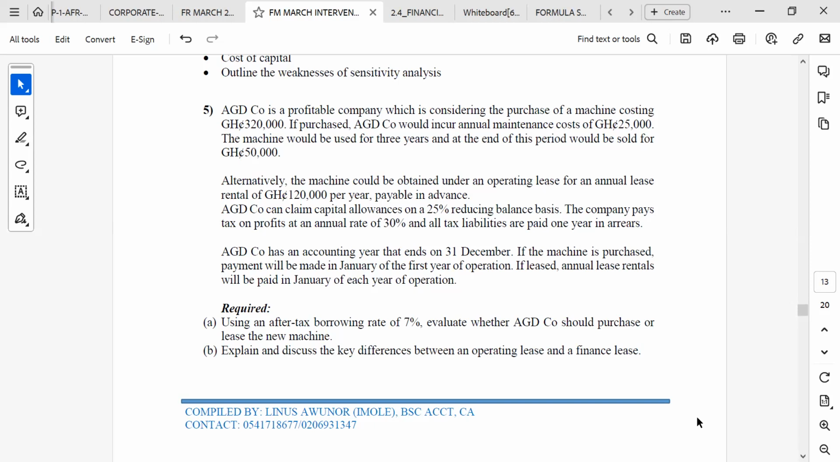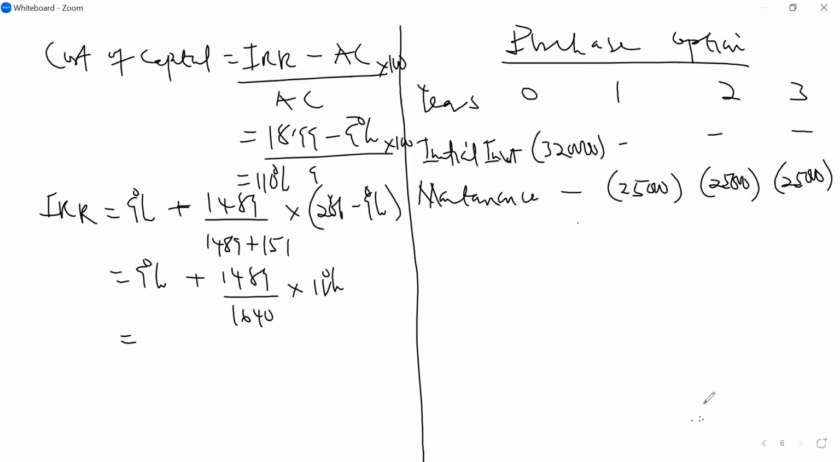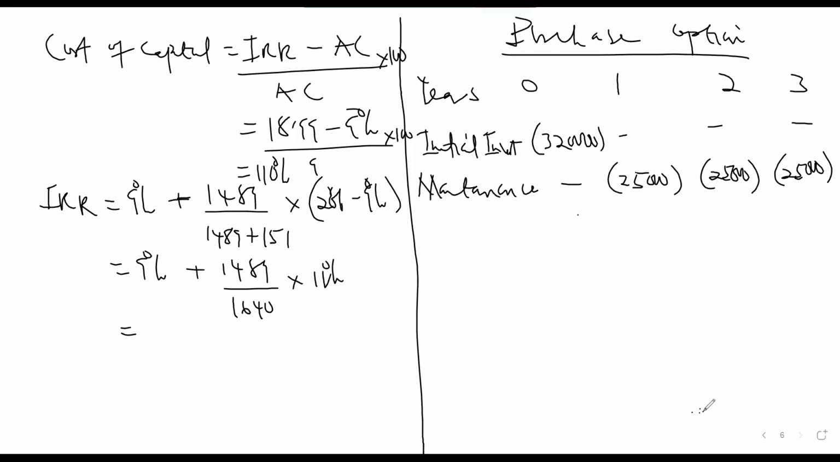Alternatively, the machine could be obtained under the lease. AGD Co can claim capital allowance on 25% reducing balance basis. The company pays tax on profit at an annual rate of 30%, and all taxes are paid 1 year in arrears. So I have to add year 4. How do I do that now?